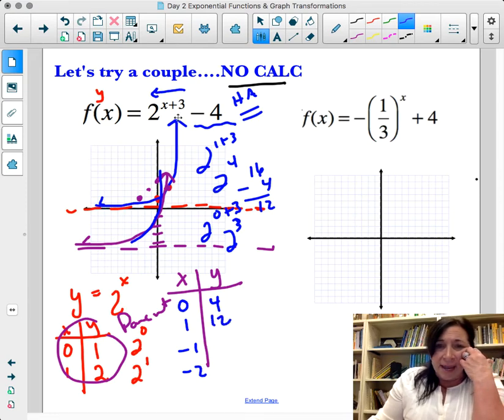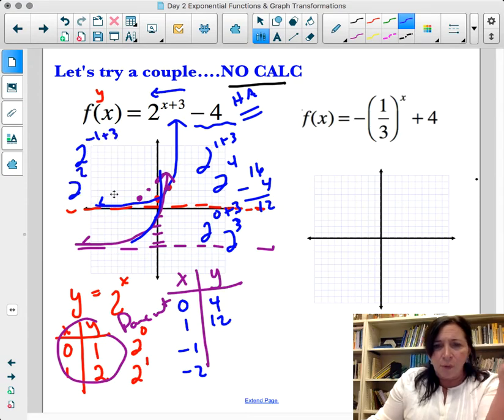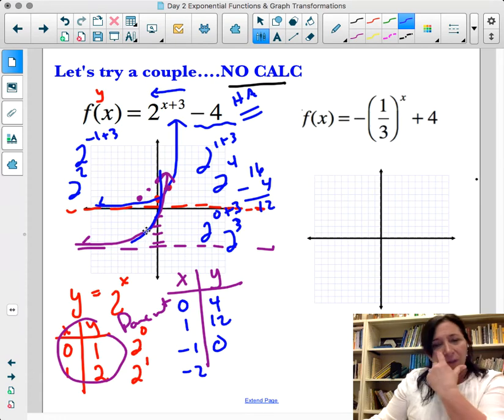If I plugged in -1, that would be 2 to the -1 plus 3. So that's 2 to the second power, which is 4. 4 minus 4 is 0. So at -1, I'm actually at 0. So it just kind of showed me that my graph is over a little bit.